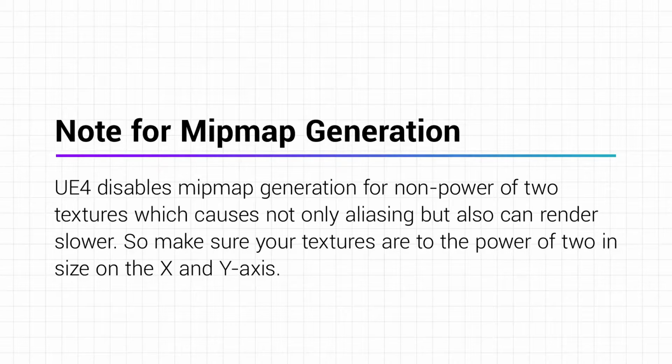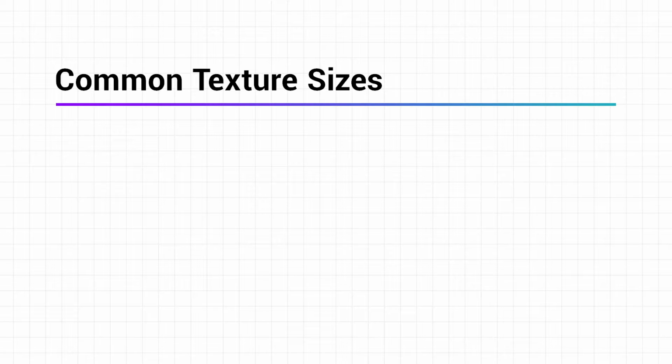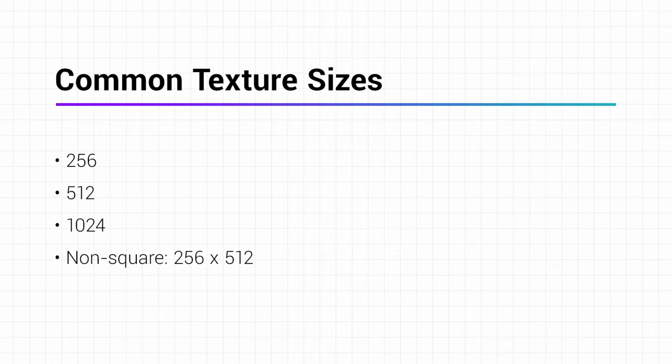Texture aliasing can be solved by using texture bitmaps and high-quality filtering. Note, UE4 disables bitmap generation for non-powers of 2 textures. This not only causes aliasing, but also can render slower. So make sure your textures are to the power of 2 in size on the X and Y axis. Example sizes would be 256, 512, and 1024. Keep in mind that they don't have to be square either. An example of this would be 256 by 512.